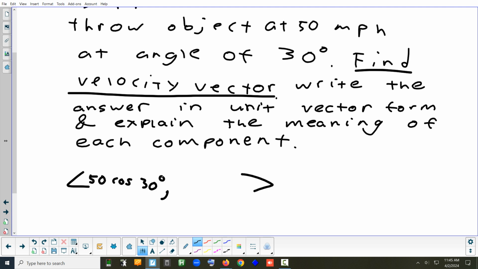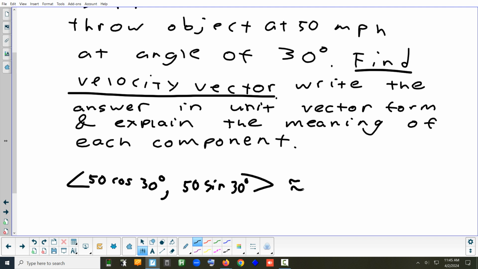Okay, so we have to figure that out. And then what's the formula to find the vertical? Speed sine theta. So the speed, or the magnitude of the vector, which is 50 units, times the sine of the angle.